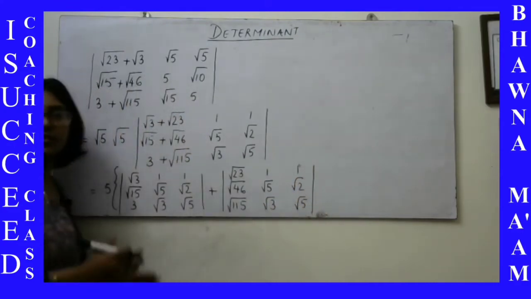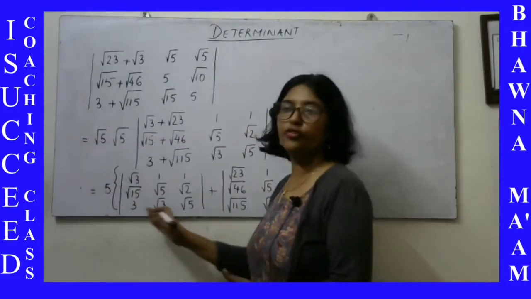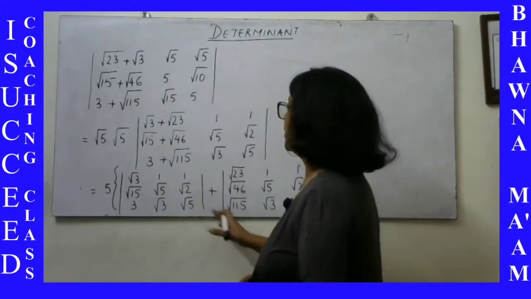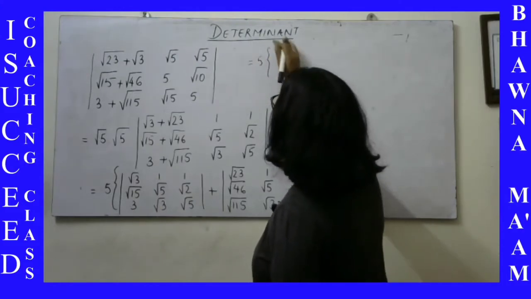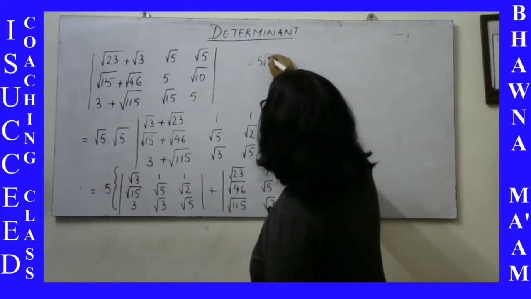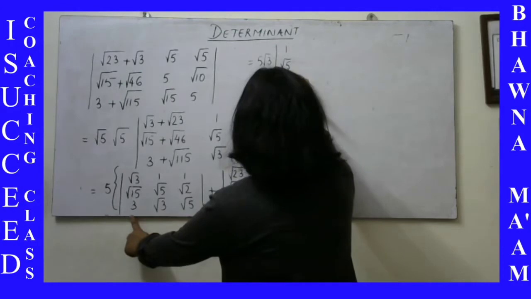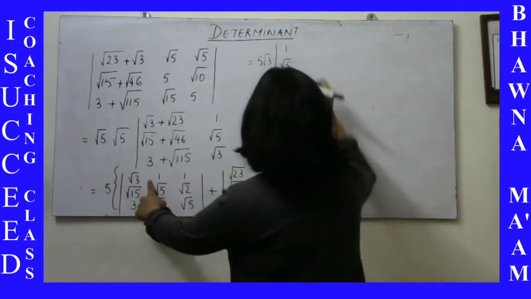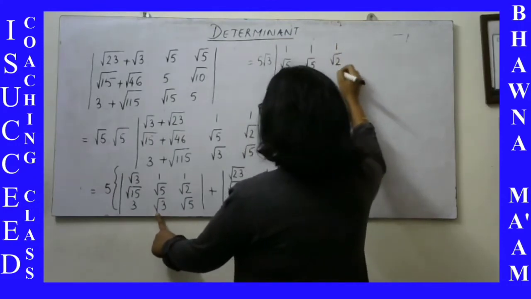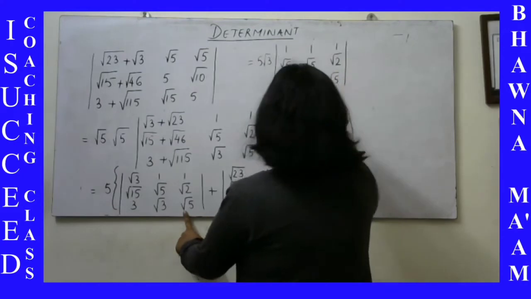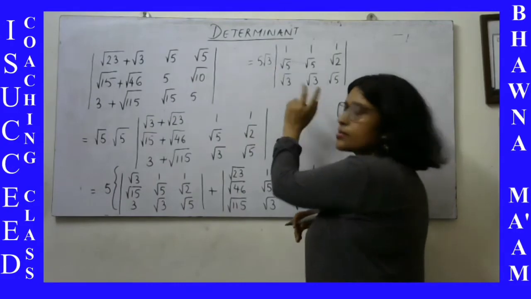As per the property, you just have to split one of the rows or columns, and here we are splitting the first column. Now we see that over here root 3 can be taken common. So I am going to write this root 3 common. So I'll write 5 into root 3 for the first one. So we have 1, root 5 and root 3, because 3 can be written as root 3 into root 3. So this column is the same. And that's why the value of the first determinant will become 0, since we know that if two columns or two rows are identical, the value of the determinant is 0.